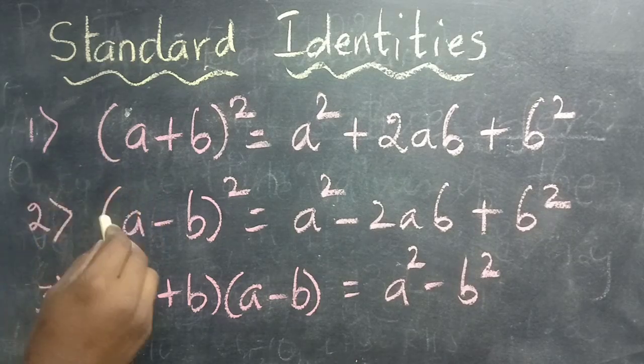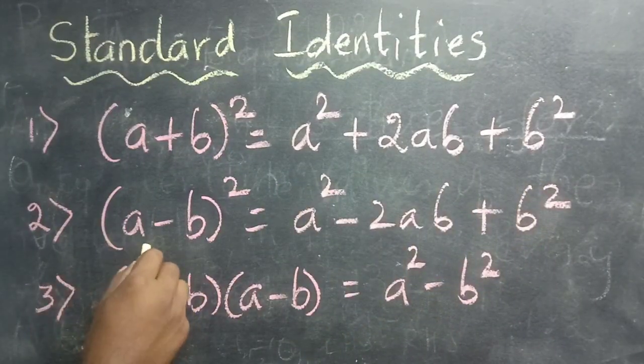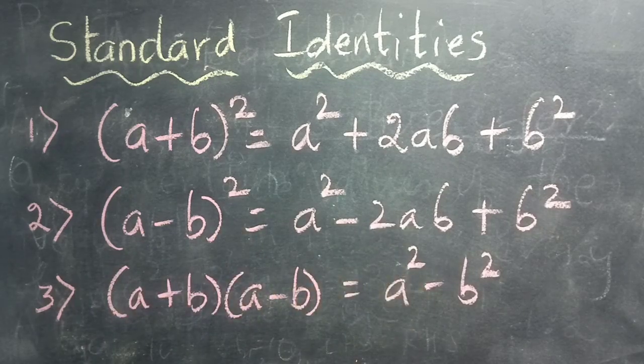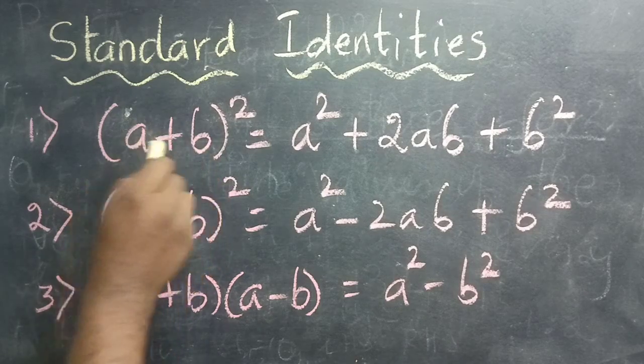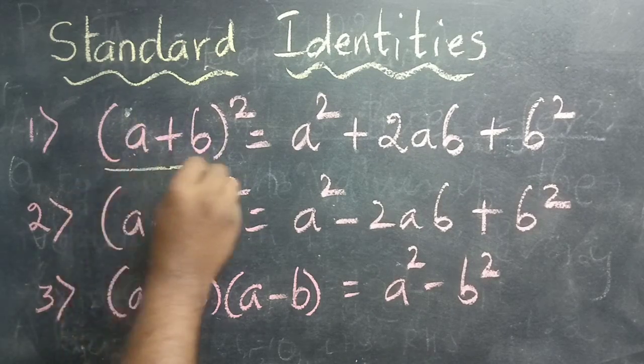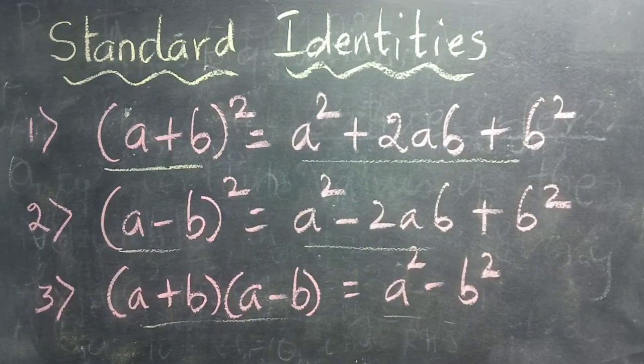Now the first standard identity is a plus b whole square equals a square plus 2ab plus b square. Second, a minus b whole square equals a square minus 2ab plus b square. The third, a plus b into a minus b equals a square minus b square. These are the three standard identities which we are going to use. Now we have understood the concept of identity. For any value of a and b, LHS and RHS will be equal.